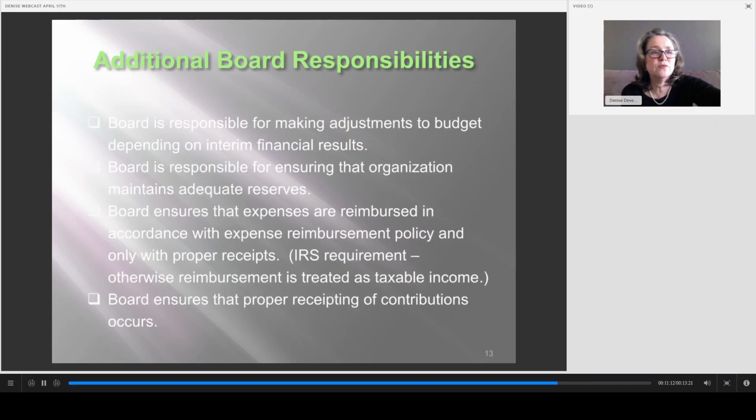The board has further responsibility to ensure a few things: that the organization has adequate resources, adequate reserves for future needs, that they make an adjustment to budget as needed throughout the year, and they have the responsibility to ensure that expense policies are followed and that receipts are obtained. The IRS requires that you have receipts for all expenditures over $75. Otherwise, it should be treated as taxable income. You should also ensure that receipts are emailed timely to donors for their donations.